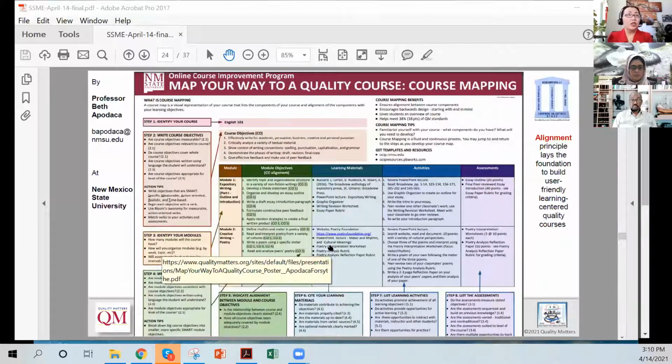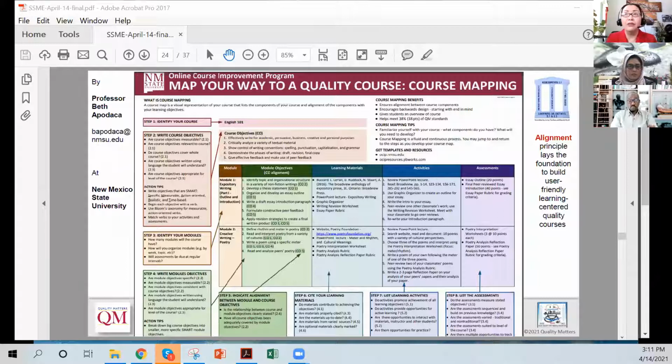I'm showing you on the screen, and this was produced by Professor Beth Apodaca from New Mexico State University. A couple of years ago, she did a presentation at the QM conference, and this is actually posted on their school online to show all the faculty how to use a course mapping tool, just a table, and you can probably not see very well. But if I can show you the next screen really quick, it will be very easy for you to understand.